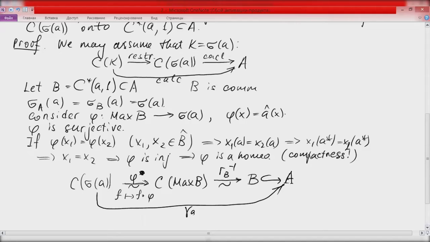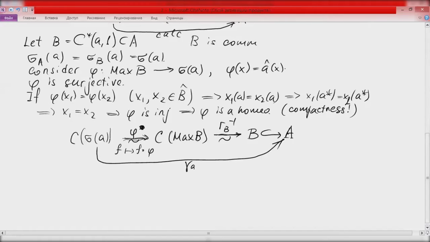Indeed, it follows from the construction that gamma A is a unital star homomorphism, a continuous unital star homomorphism. Also, since the first two arrows here are isometric isomorphisms, we conclude that gamma A is an isometric star isomorphism onto B. And now it remains to show that gamma takes T to A. We want to prove this equality.